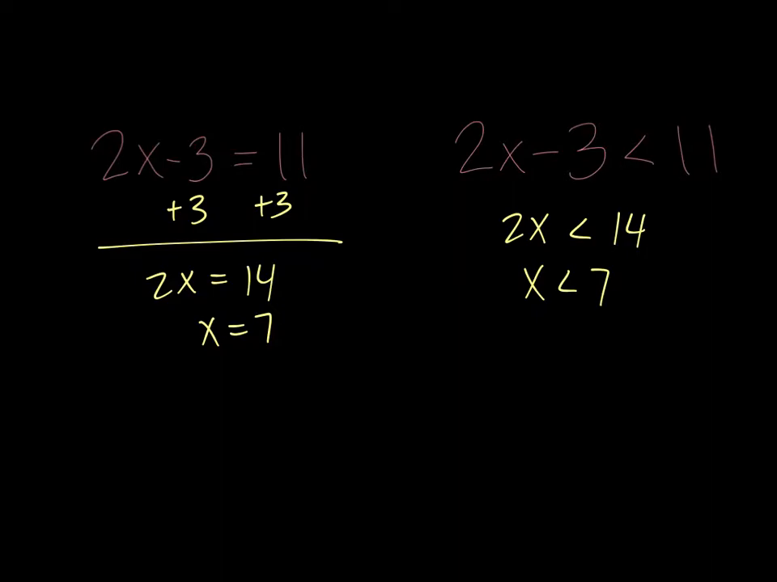So 6 makes it true, 6.881 makes it true, 6.999 makes it true. 7 does not, but anything less than 7. So starting at 7, moving downward, not including 7, those all make it true. So this is the difference between solving an equation in one variable and solving an inequality in one variable. One solution versus infinitely many solutions.